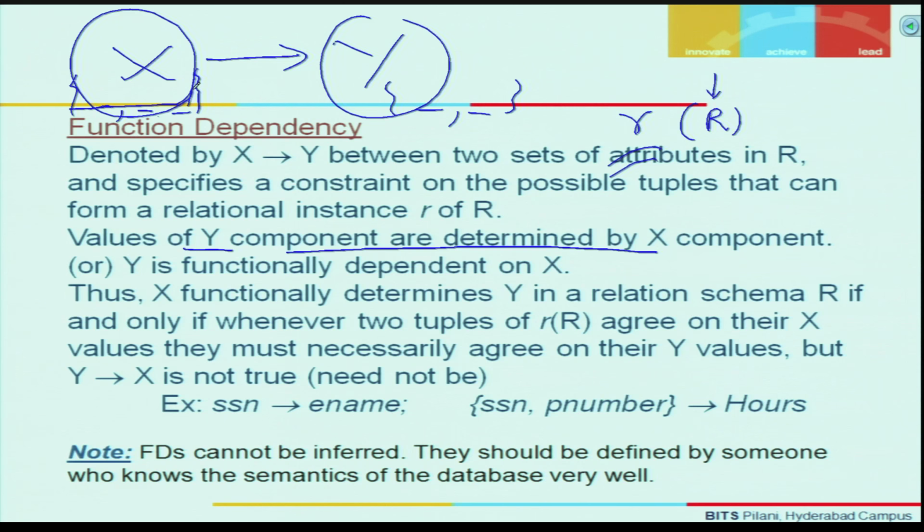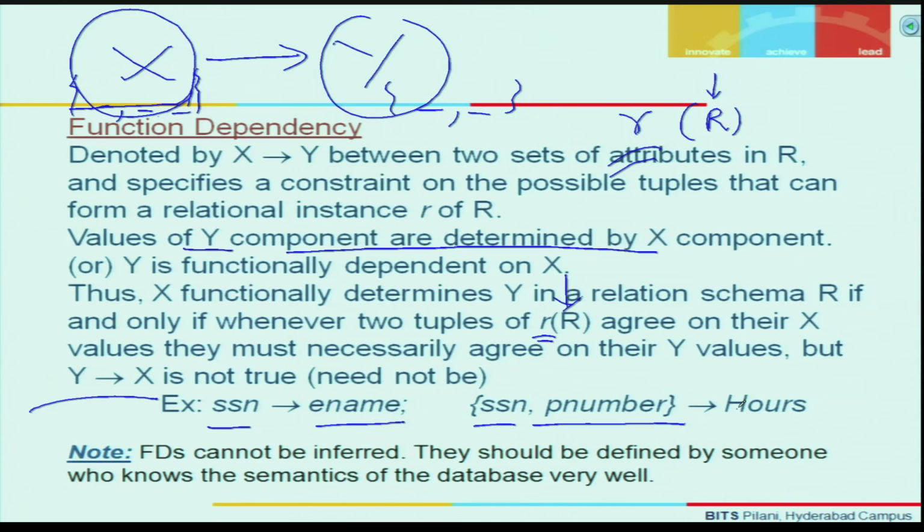Thus X functionally determines Y in a relation schema R if and only if whenever two tuples of R, that is the relation instance of the relation schema R, agree on their X values, they must also agree on their Y values. And Y determines X, that is the other way around, is not necessarily true. Sometimes it could be or it may not be. That is why if you look at the employee table, SSN determines E name, and SSN and P number determines hours, something like this.